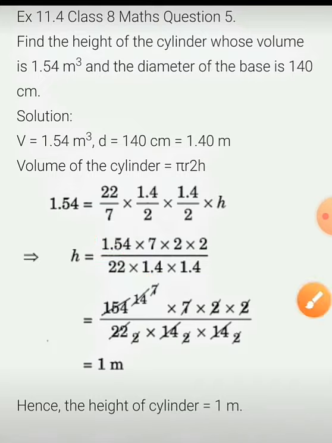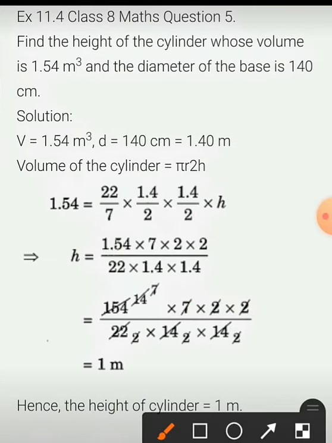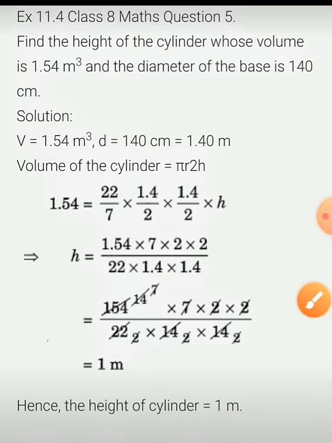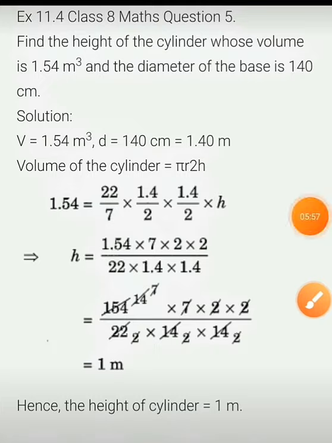Now after doing all the cancellations properly, what will we be left with? We will be left with 1. The answer will be only 1. Everything will cancel out and our final answer will be 1 meter. So the height of the cylinder is 1 meter. They were asking to find the height, so we have got it: the height of the cylinder is 1 meter. So this is the solution part of question number 5. Hope you understood this one.